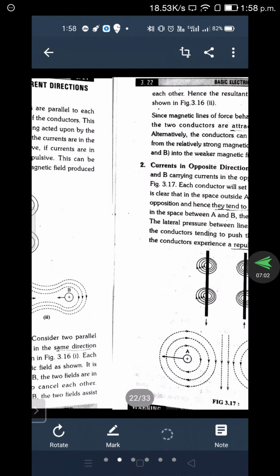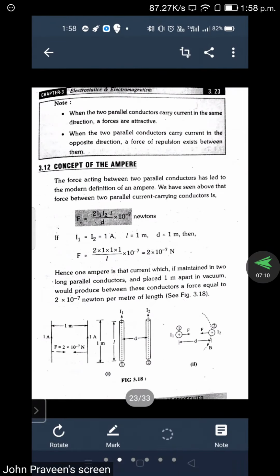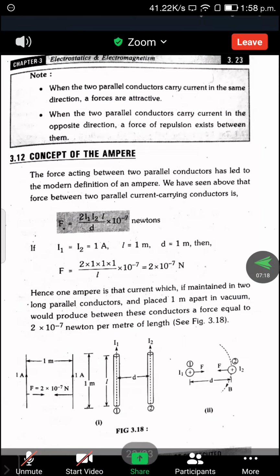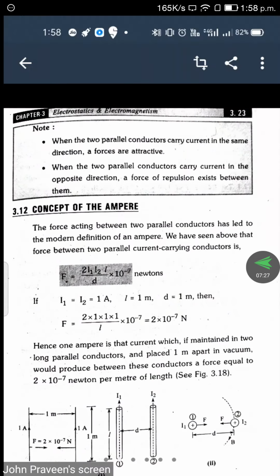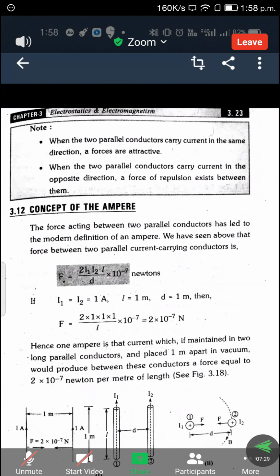In the same direction, the attraction force will exist. So these are the points we want to remember, the note points we can write here. When two parallel conductors carry current in one direction, the force is attractive. When two parallel conductors carry current in opposite directions, a force of repulsion exists between them. That is the concept we want to remember.